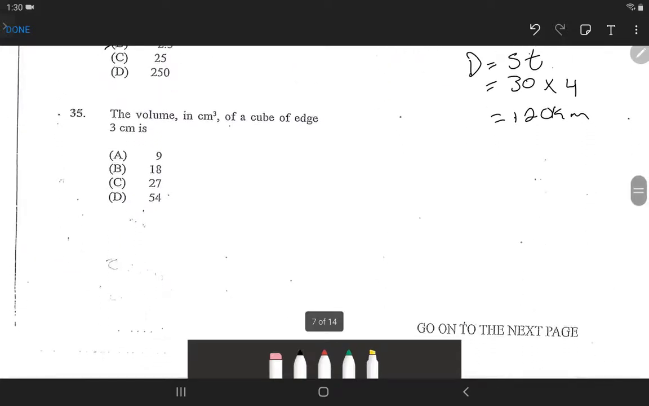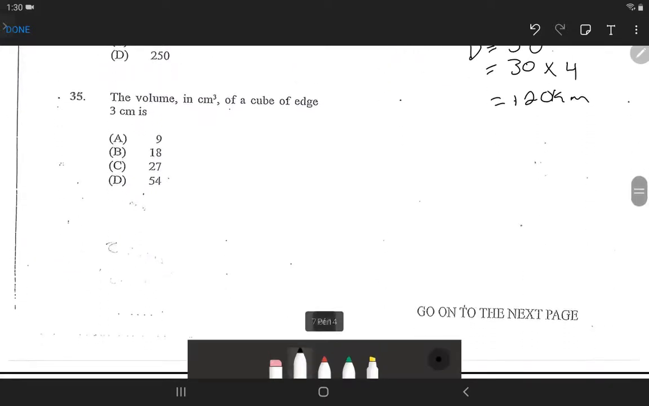The volume in cm cubed of a cube of edge 3, so that is 3 cubed, that is 27.